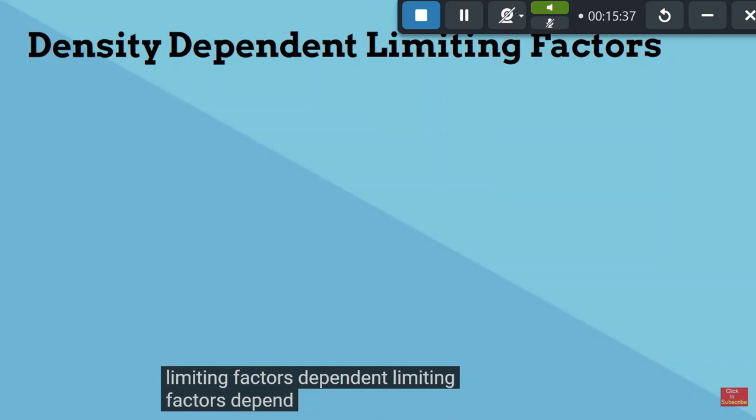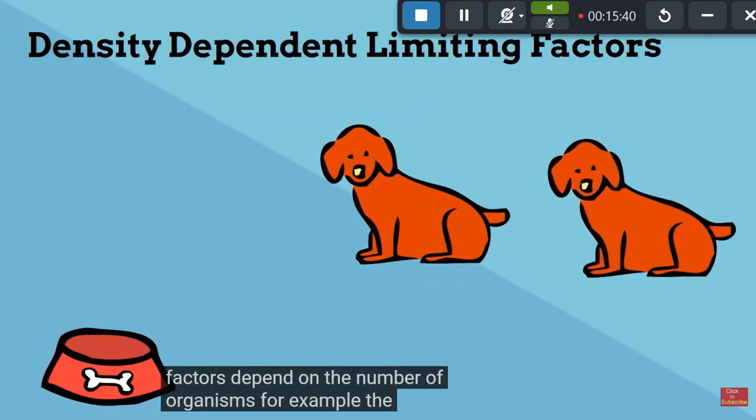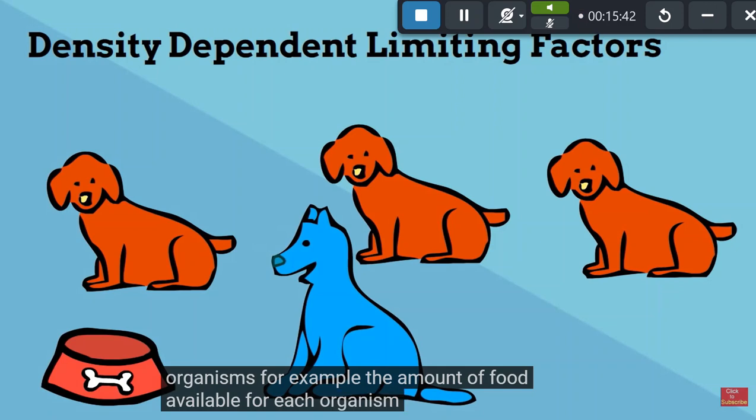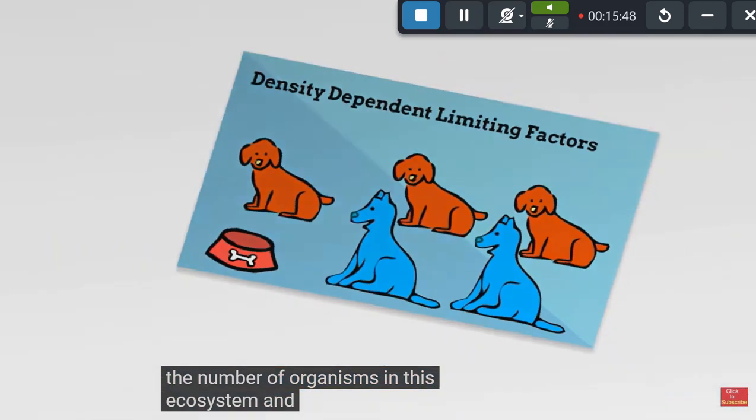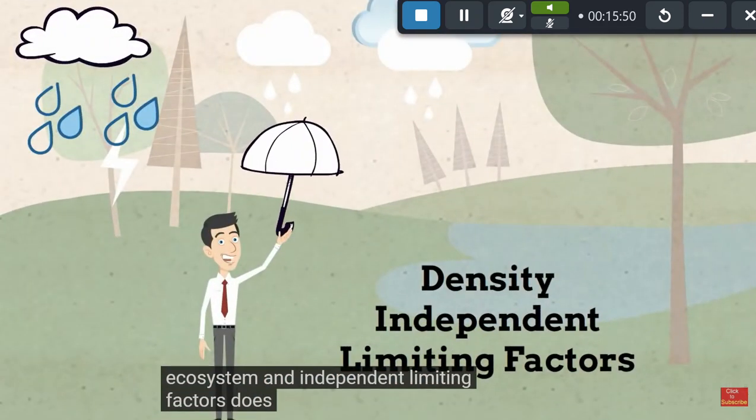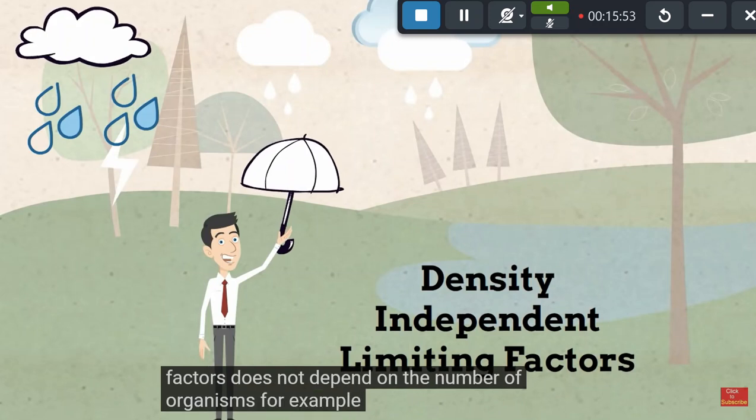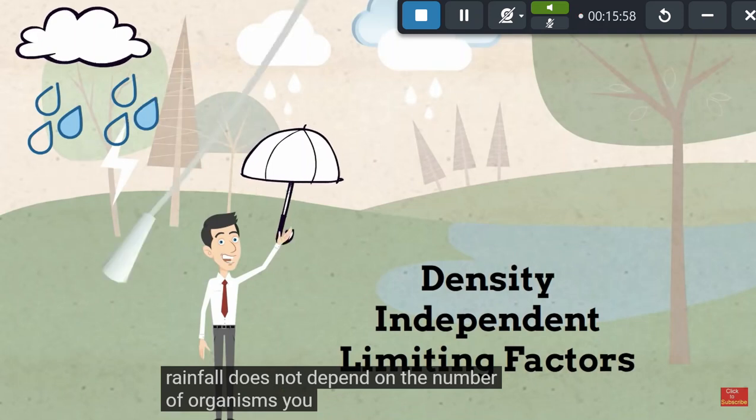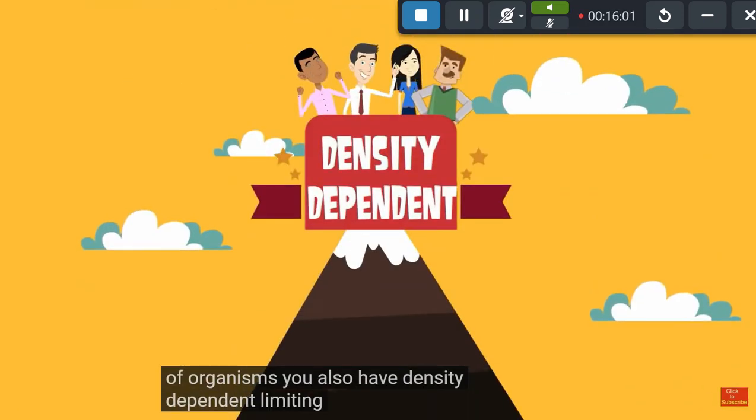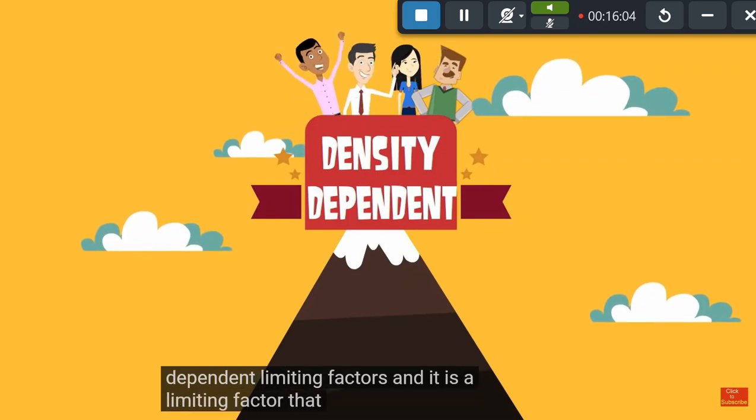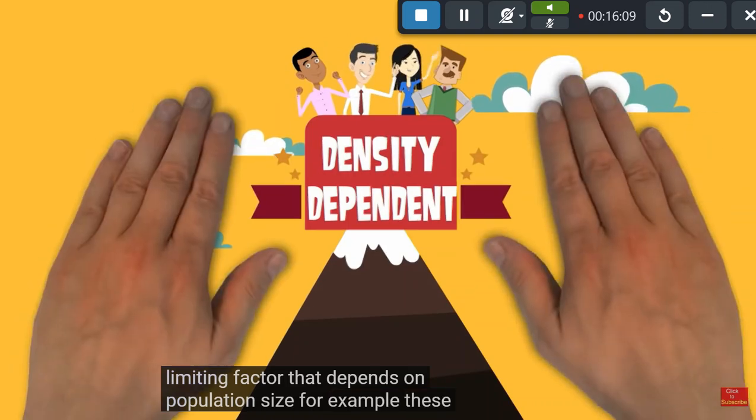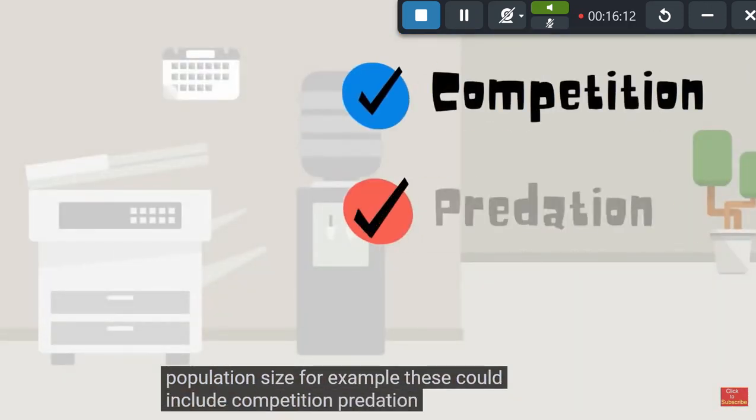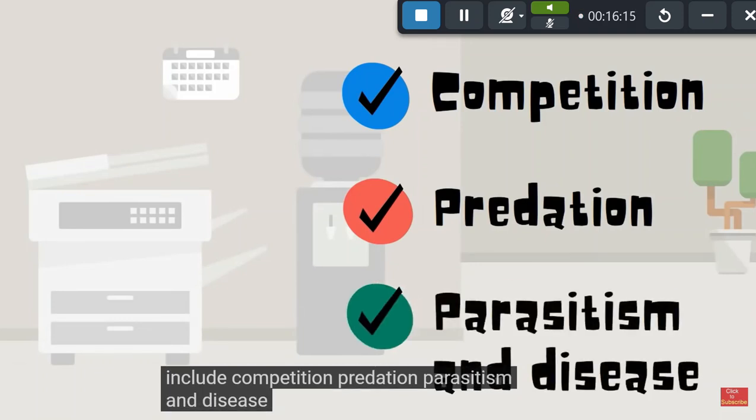Dependent limiting factors depend on the number of organisms. For example, the amount of food available for each organism depends on the number of organisms in this ecosystem. And independent limiting factors do not depend on the number of organisms. For example, the amount of rainfall does not depend on the number of organisms. You also have density-dependent limiting factors, which depend on population size. For example, these could include competition, predation, parasitism, and disease.